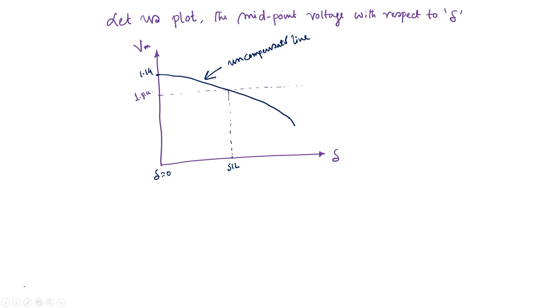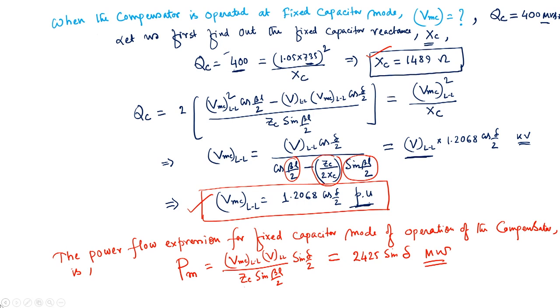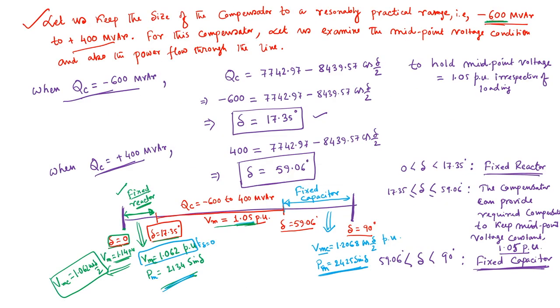Now, if we also try to plot this midpoint voltage for the compensated line, we can plot it by considering the voltage equations, from delta equal to 0 to delta equal to 17 degree. This is the equation that we will be using to plot the voltage. Between 17.35 and 59.06 degree, it will remain constant. And from 59.06 to delta equal to 90 degree, it will follow this equation. Accordingly anybody can plot using any software, including MATLAB.